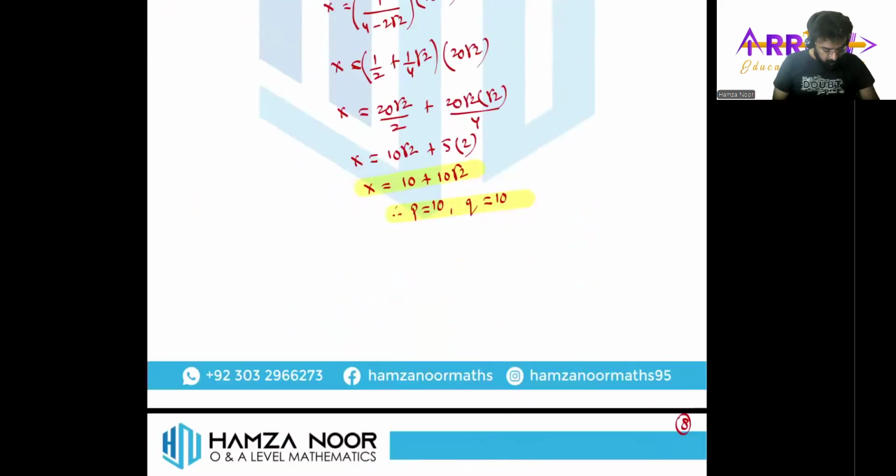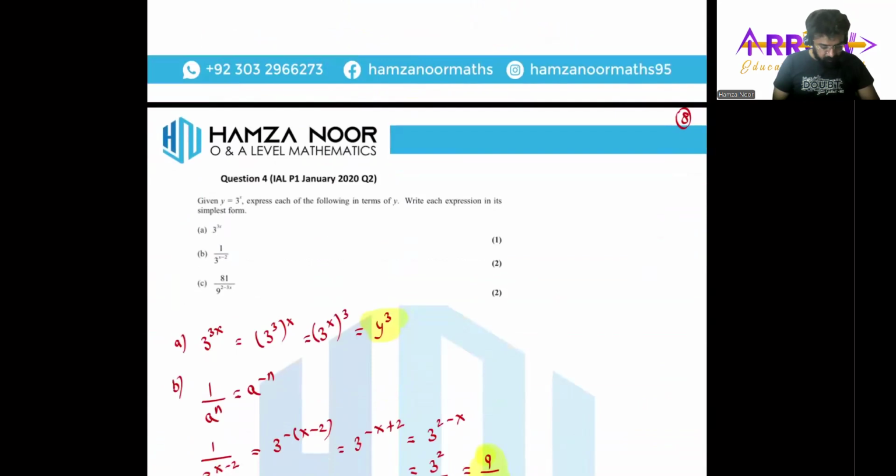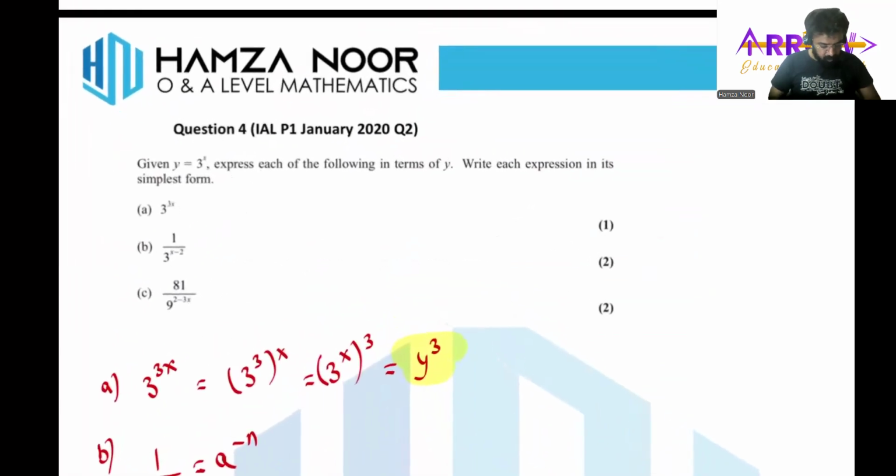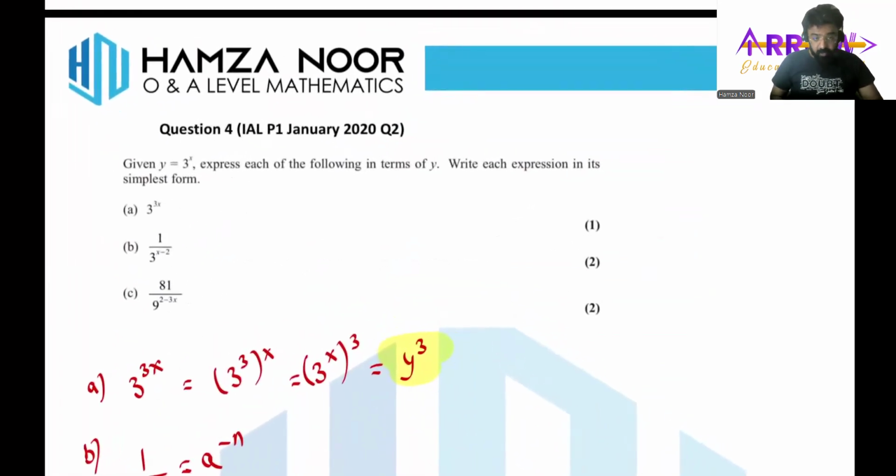So now coming on to the last question of this lecture. This is January 2020, question number 2. This is handout question number 4. Given that y is equal to 3 raised to the power of x, express each of the following in terms of y and write each expression in its simplest form.